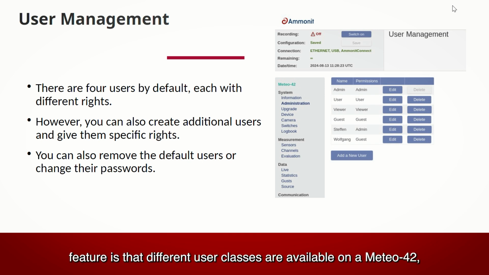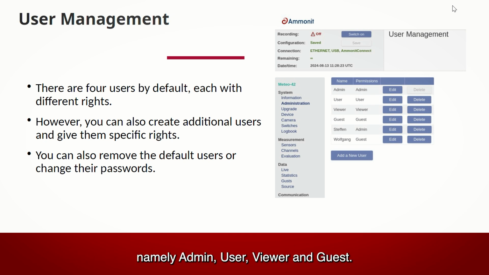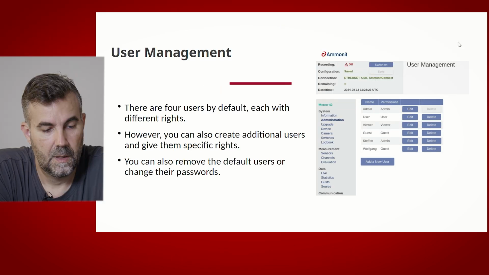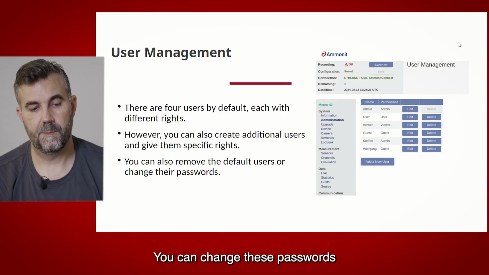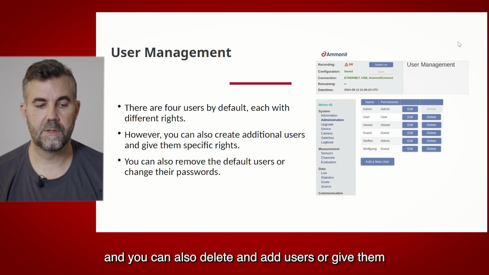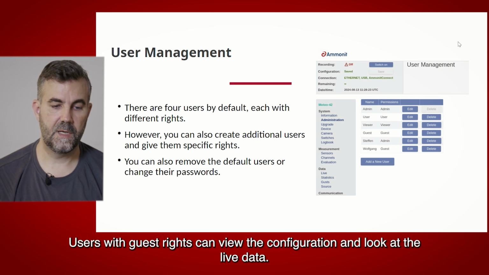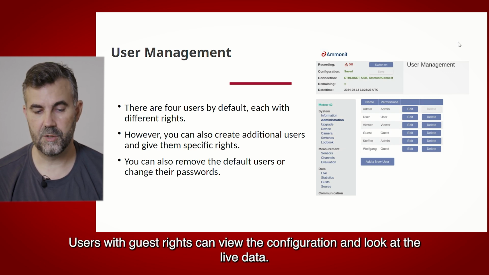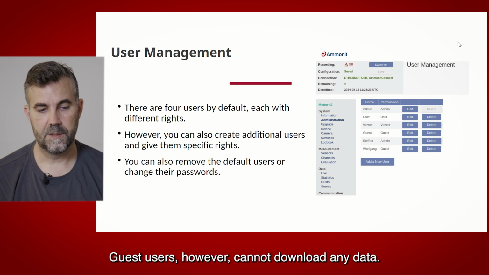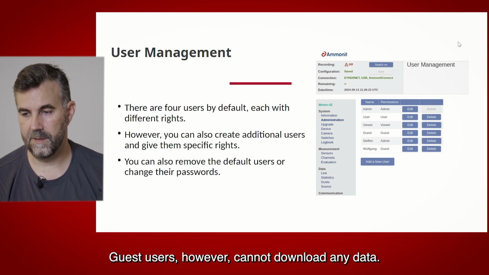Another useful feature is that different user classes are available on the Meteo-42, namely admin, user, viewer, and guest. When a new logger is delivered, each of these users has a password which can be found in the factory report. You can change these passwords, and you can also delete and add users or give them new names. Users with guest rights can view the configuration and look at the live data. Guest users, however, cannot download any data.